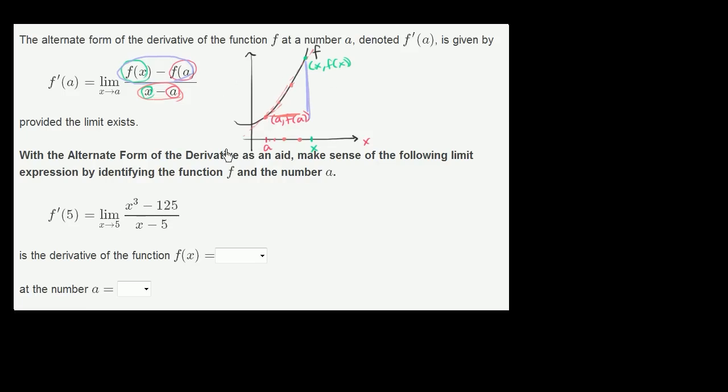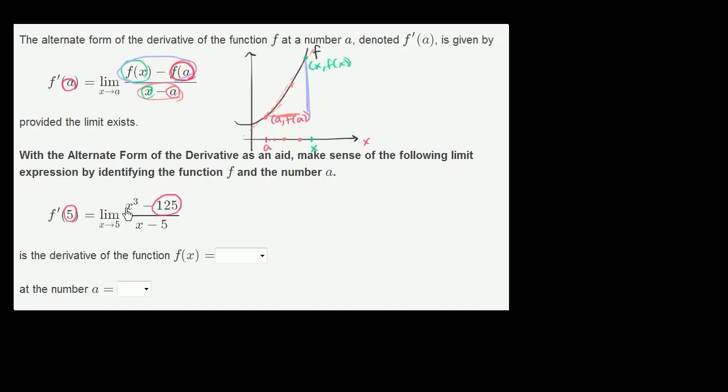So with all that out of the way, let's try to answer their question. With the alternative form of the derivative as an aid, make sense of the following limit expression by identifying the function f and the number a. So right here, they want to find the slope of the tangent line at 5. Here, they wanted to find the slope of the tangent line at a. So it's pretty clear that a is equal to 5 and that f of a is equal to 125. Now, what about f of x?